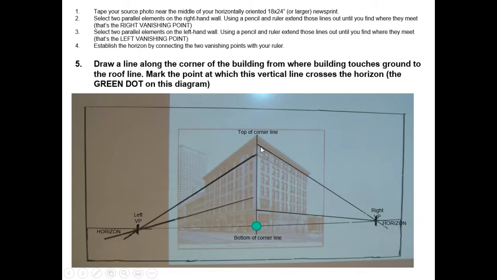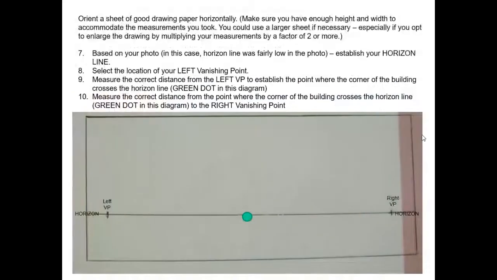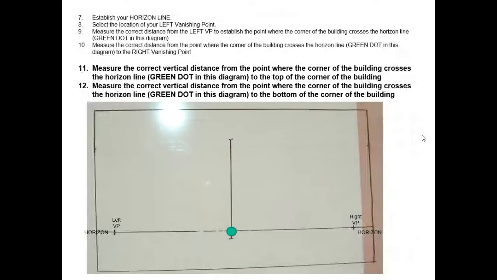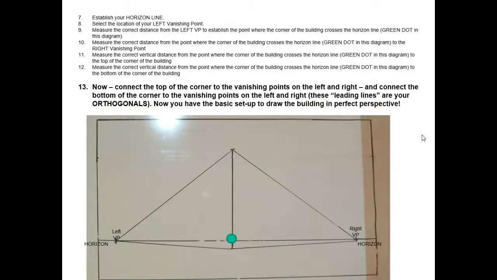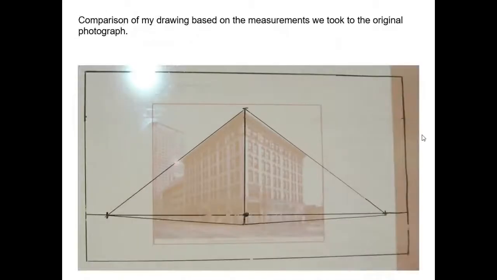I can measure the height of the building in the photograph, and that tells me everything I need to know to reproduce that photograph exactly. Using those measurements and a horizon line, I placed my vanishing points and my corner, drew in the corner of the building, drew in my guidelines, and check it out. It's exactly the correct perspective of my original photograph.